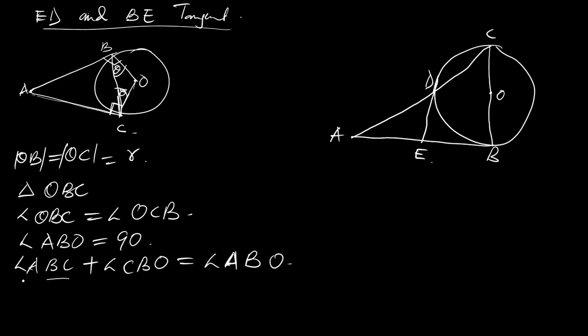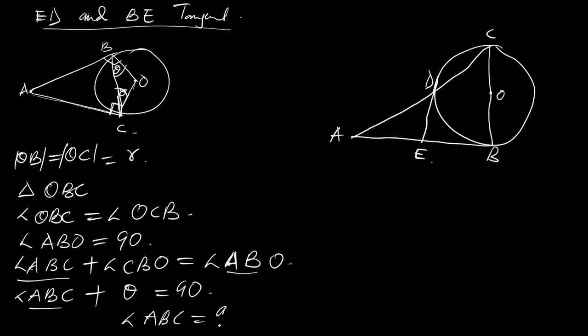Now we're looking for this angle. Angle ABC plus angle CBO, which is theta, is equal to 90 degrees. So it means that angle ABC is equal to 90 minus theta. So this angle here is equal to 90 minus theta.